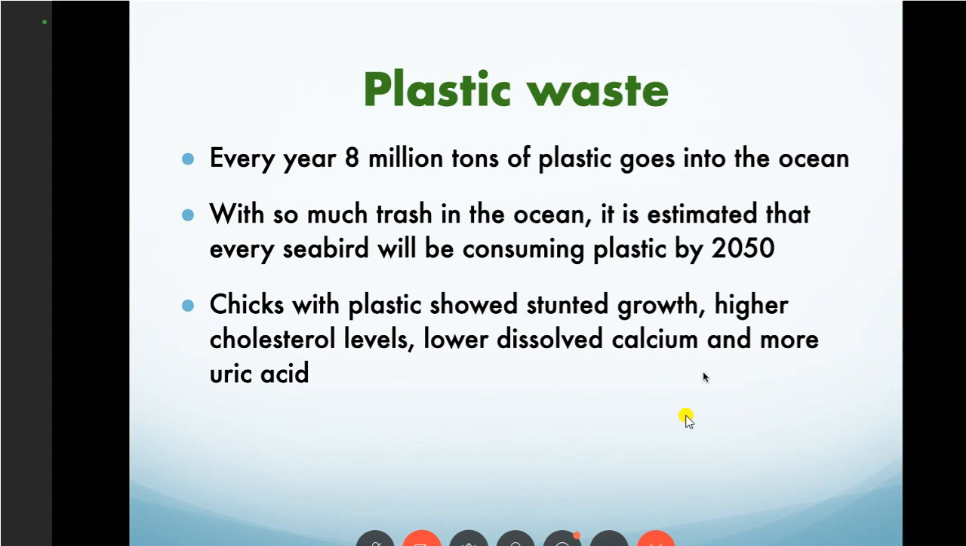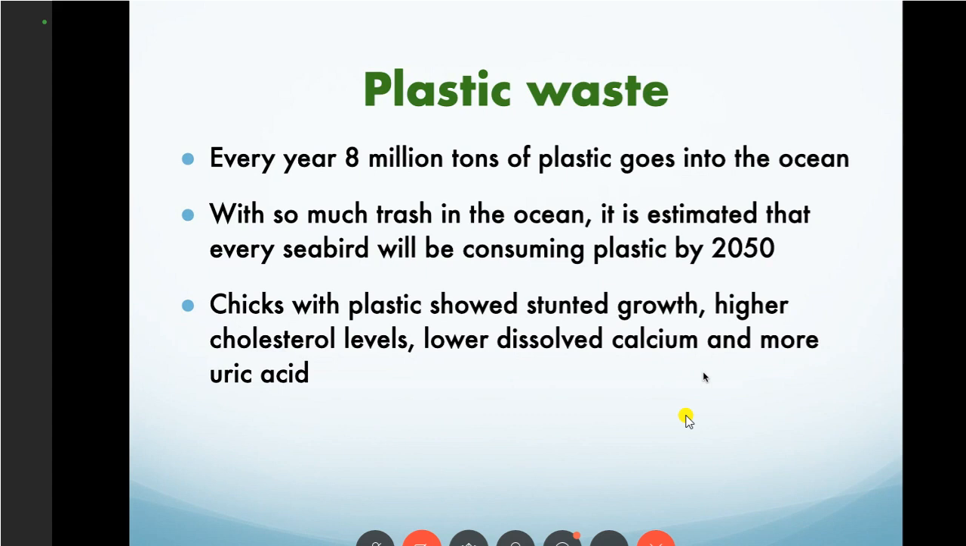Not just the birds, even the chicks of these birds are affected, because the birds feed these chicks plastic, and this results in a lot of disorders like stunted growth, high cholesterol levels, lower dissolved calcium, and an increase in uric acid.